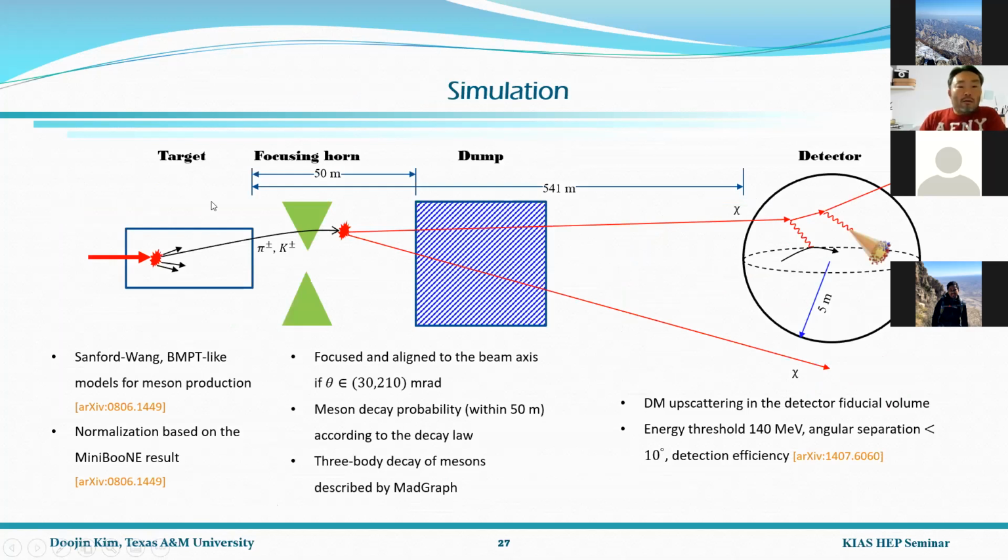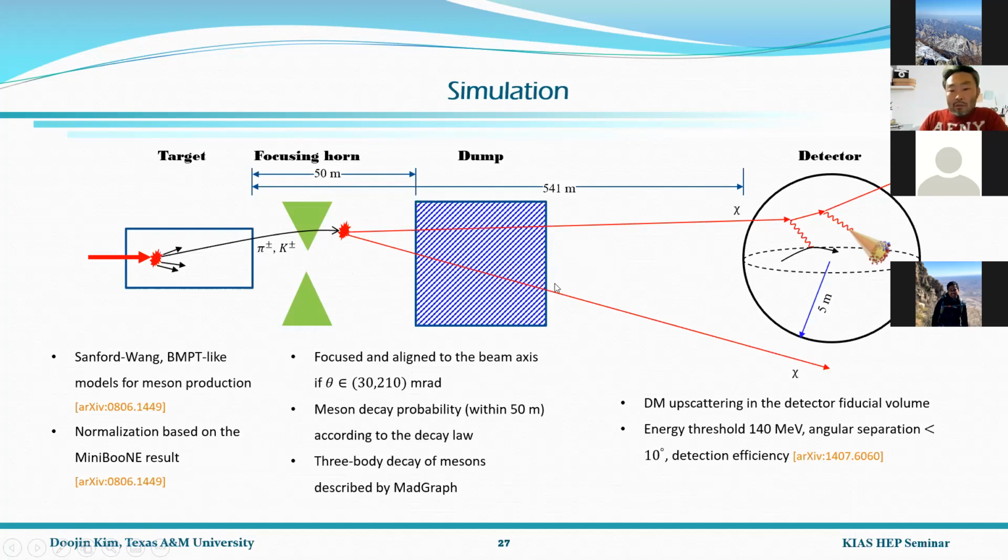Okay, now speaking of the simulation, this is a schematic flow of the entire procedure. We basically begin with the production of charged mesons. We took a couple of phenomenological models, the Sanford-Wang description and a BMPT model-inspired Feynman scaling description, together with proper normalizations reported in a MiniBooNE paper, and generated charged mesons according to these models. And then we check whether their angular distance from the beam axis is in between 30 and 210 milliradians as a focusing angular range. And if so, we assume that they are perfectly focused and their momentum is aligned with the beam axis. Otherwise, we just ignore them.